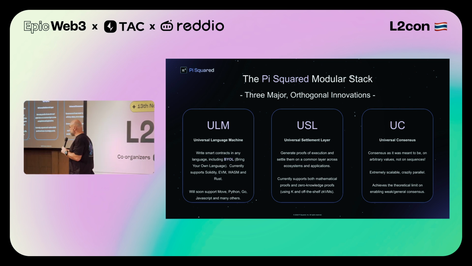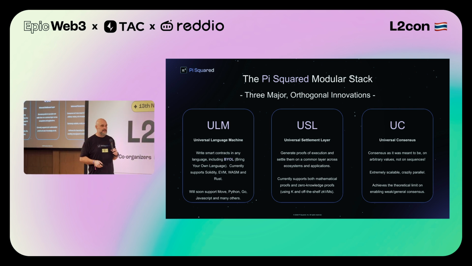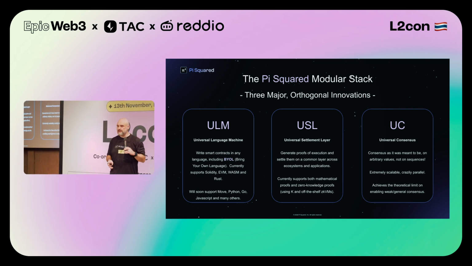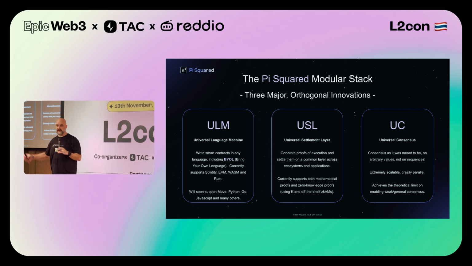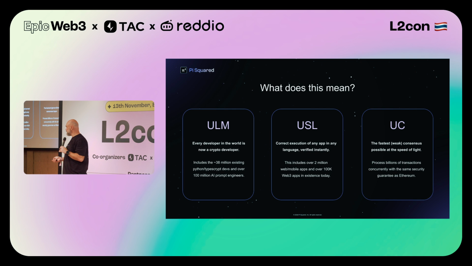And the Universal Consensus Protocol is a generalization of what consensus was meant to be from the very beginning, consensus of values, not on sequences. You don't really need sequencing for all applications. Like if you have a voting application, you don't need the sequencing of the votes. So Pi Squared will allow you to also have more relaxed consensus that will make it more efficient. But I'm not going to talk about universal consensus here.